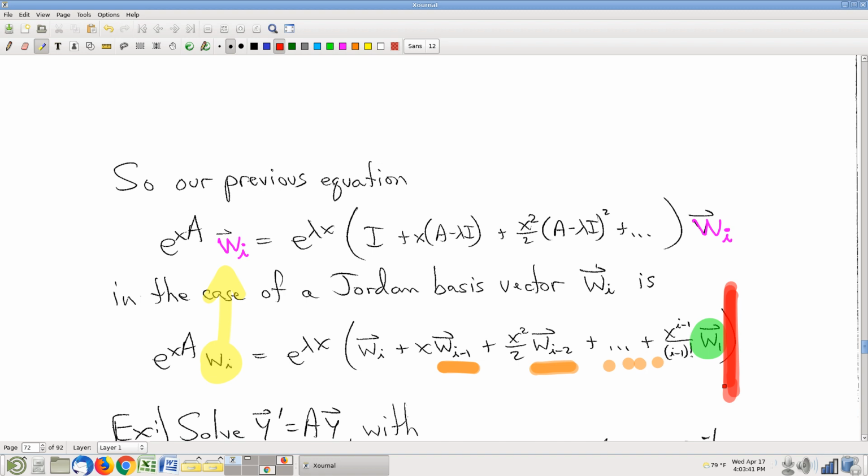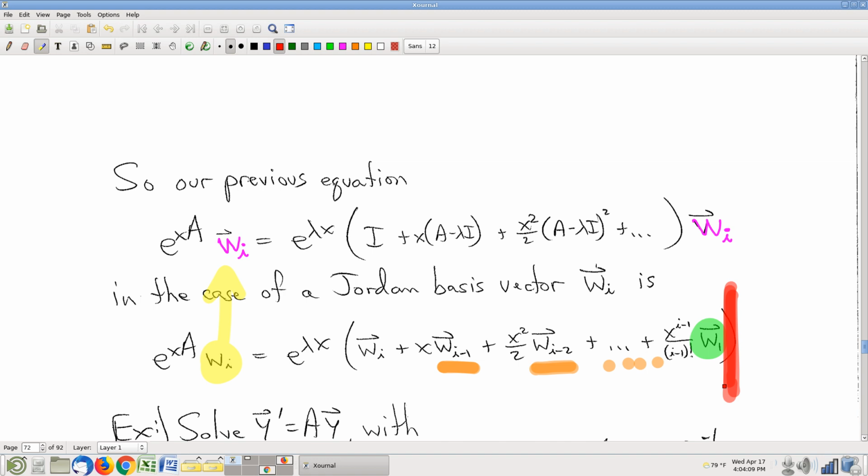So this original equation that we had up here is an infinite series, but after a certain number of terms, they disappear. They give you zeros. So this, as it applies to a Jordan basis vector, is no longer an infinite series. This is a finite summation of terms where you just keep going backwards in the list of Jordan basis vectors until you get to your eigenvector. And then you're done.